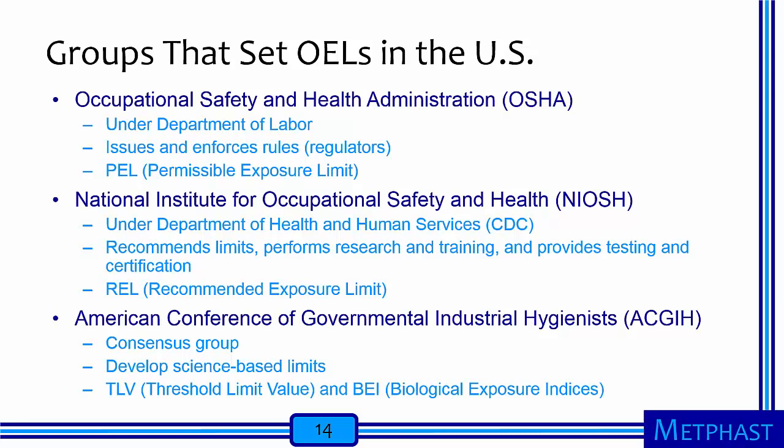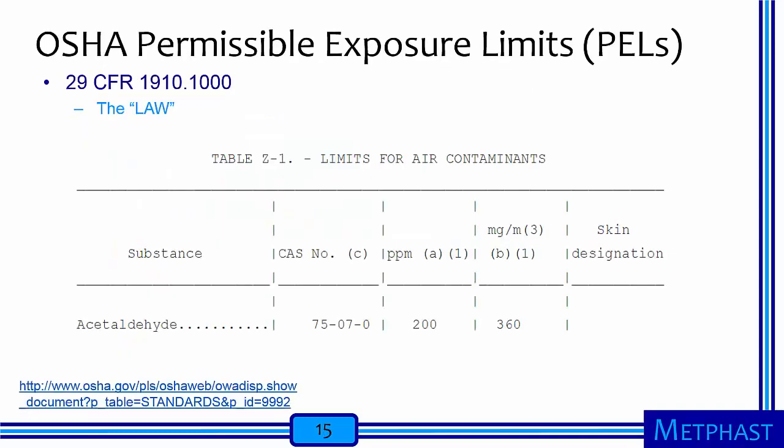I'll now take some time to walk through how to find these OELs from each agency. OSHA provides permissible exposure limits, PELs, in the Code of Federal Regulations, 29 CFR 1910.1000. In this document, you will find Table Z1, which lists the PELs by substance. Again, these PELs are the law, and they are regulatory values. I'll now click on the link provided to show you the table in the web browser.